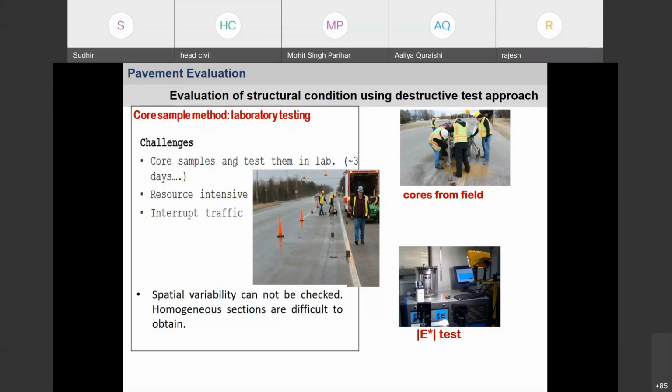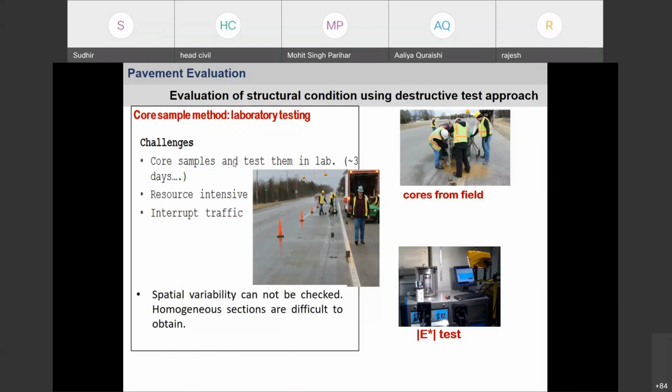Another major problem is interruption to traffic. If you are taking cores, if you are taking field samples, you have to interrupt the traffic, you have to stop the lane and disrupt the traffic. Also, because of all these reasons, you can only take limited number of samples, right? So if you have only limited number of samples, you cannot have a better understanding of spatial variability that might exist, or you may not be able to identify homogeneous sections that might be there in your project.